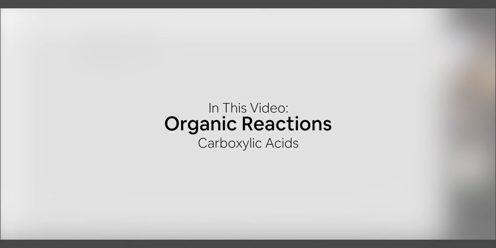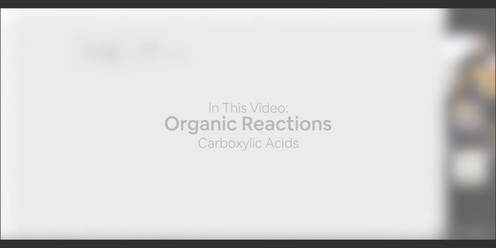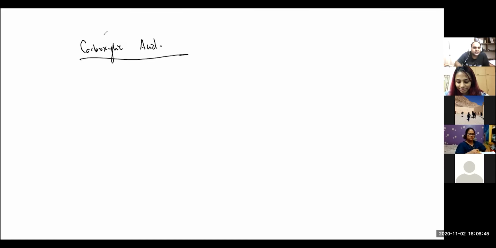Let's go to carboxylic acid. Actually, there's not much to study, because they will ask you how carboxylic acid is formed. We know that a primary alcohol gets oxidized to aldehyde, and aldehyde gets oxidized to carboxylic acid. And what are the reactions of carboxylic acid? Carboxylic acid reacts with oxygen to give us carbon dioxide and water.